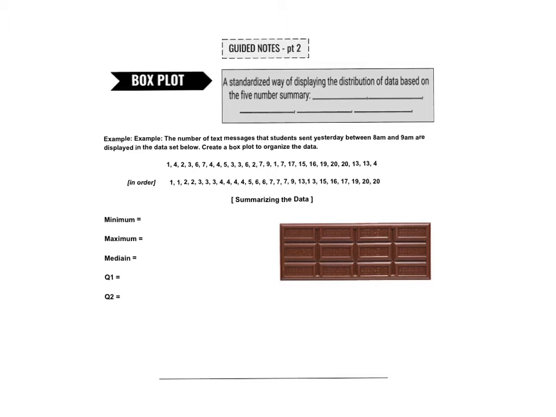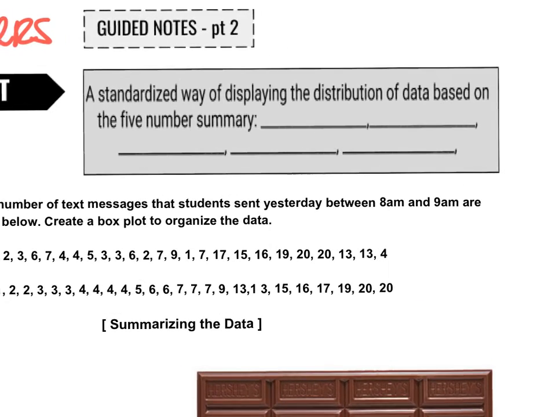All right, hey guys, this is part 2 of the Cycle 1 guided notes, and this is going to take us on to box plots and how to create them. So you might be familiar with box plots, but maybe you have heard them called something else, so maybe box and whisker. So either one, box plot, box and whiskers, it's basically just a standardized way of displaying the distribution of data based on 5 number summary.